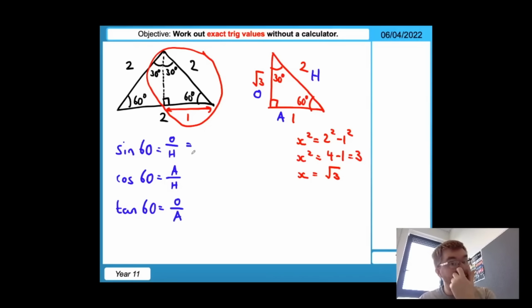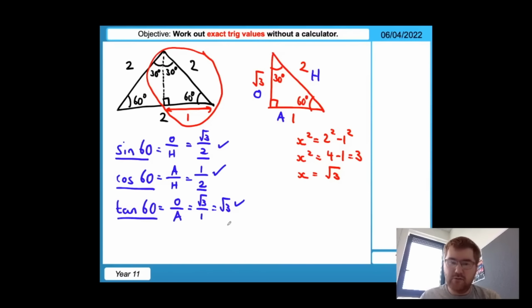Again, we do this in a similar way. So sine 60 is equal to opposite, which is root 3, divided by 2. So that's our first one. Cosine 60 is equal to A, which is 1, over the hypotenuse, which is 2. So cosine of 60 is equal to a half. And then tan 60 is equal to O over A. So opposite is root 3, adjacent is 1, and that's just equal to root 3. So those are our first 3 exact values from this triangle. Sine 60 is root 3 over 2, cosine 60 is equal to a half, and tan 60 is equal to root 3.